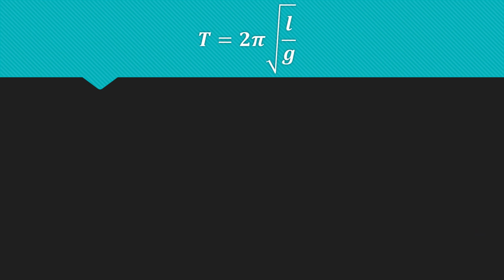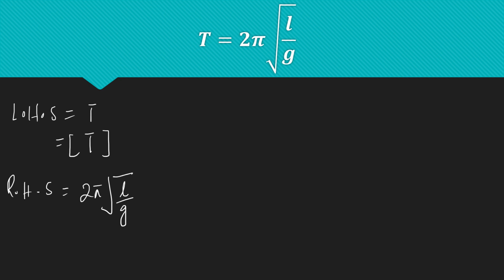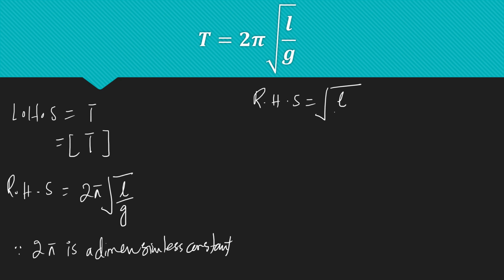Okay, so the next equation is the equation of time period of a simple pendulum, and we are going to prove its homogeneity by using dimensional analysis. On the left hand side there is the time period, and the dimension of the time period is T, and on the right hand side we have the term 2 pi under root L over G. And again we will note that 2 pi is a dimensionless constant, so it has no dimension, so we will omit it. So the right hand side will now become under root L over G.